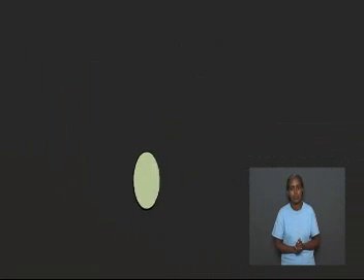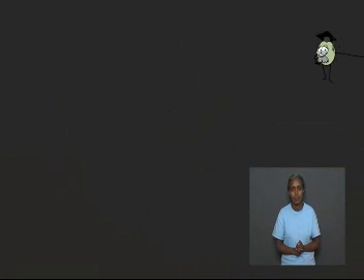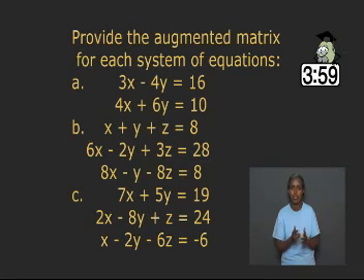Students, please take out a piece of paper and try this activity. I will provide you with 3 systems of equations. Give the augmented matrix for each system. You may begin the activity now. Students, let's get ready. Begin.